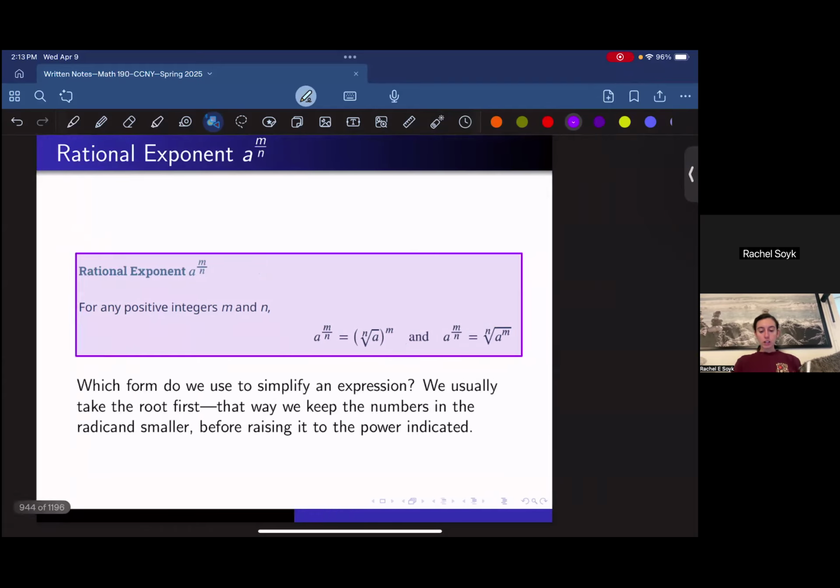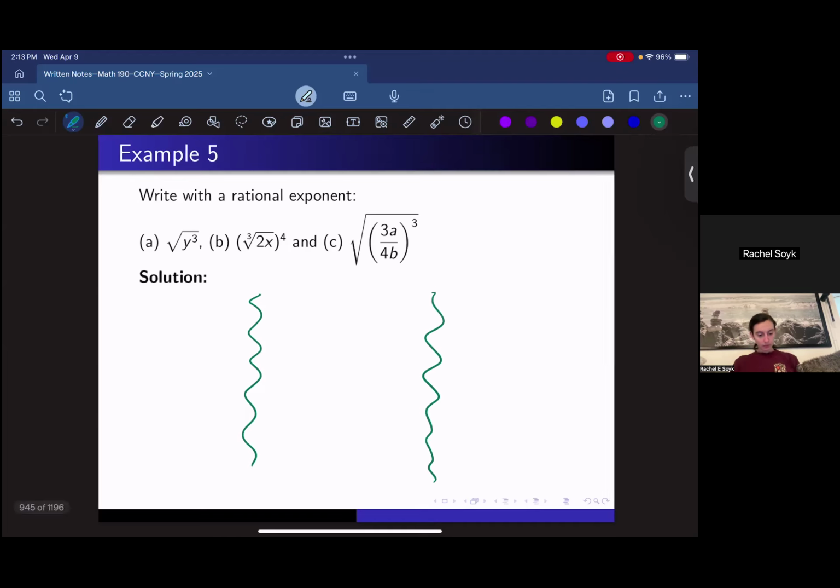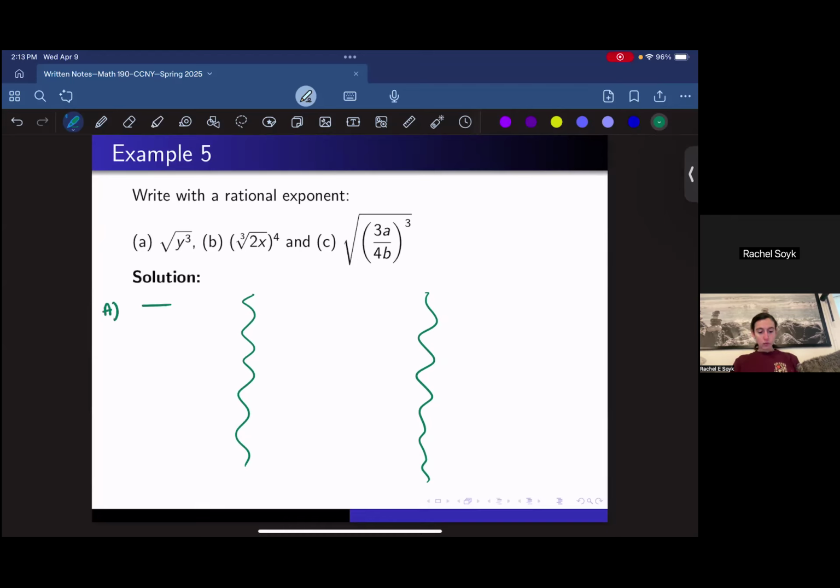So now let's look at some examples that really put this into action for us. We have an A, a B, and a C. First one we're looking at is the square root of y to the third. Our second one is the cube root of 2x raised to the fourth. And then our last one, we have the square root of a fraction, 3a over 4b, raised to the third.